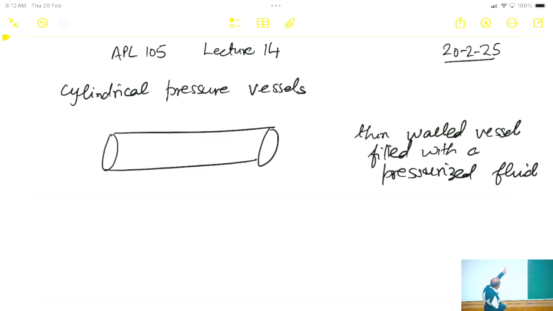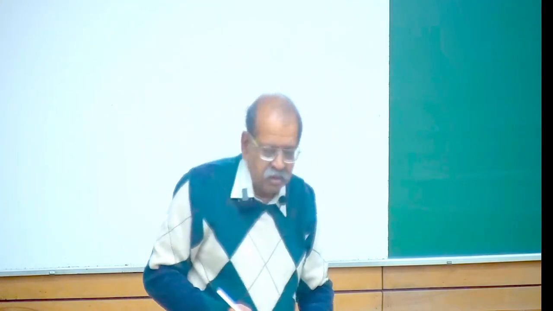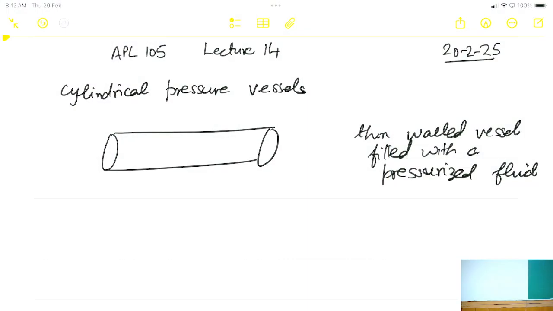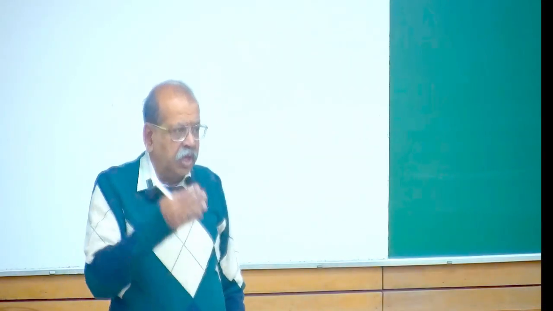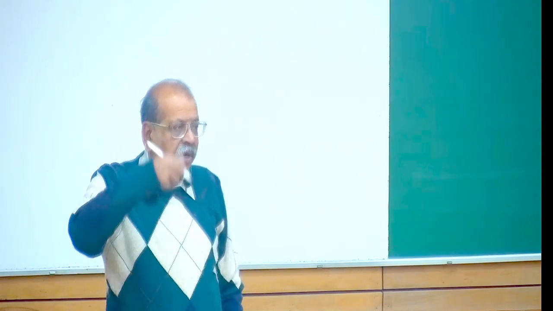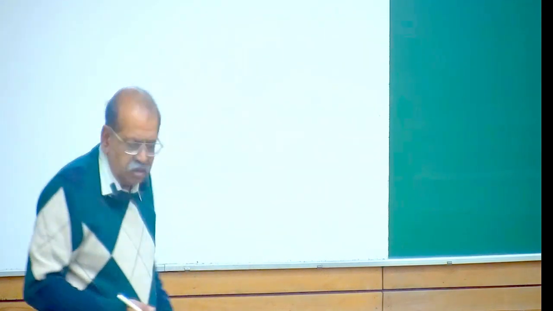So here we are looking at the analysis when the wall is thin. That means we look at a vessel of radius R and wall thickness T. And what we mean by a thin walled vessel is T is much less than R. We can extend the analysis to thicker wall vessels. There we will have to take R1 and R2, two radii, but we'll just look at this case.